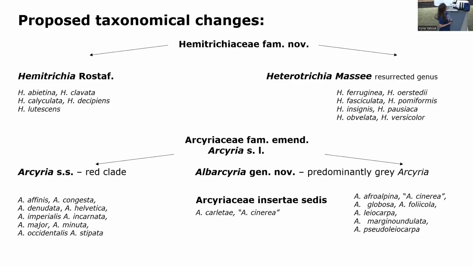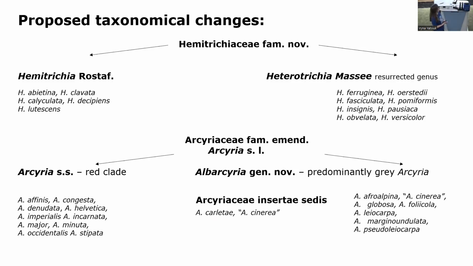But in our understanding, there are 2 families that include Arcyria-like taxa. It's Hemitrichiacea, which contains 2 genera, Hemitrichia and Heterotrichia. We propose to resurrect the genus name Heterotrichia Masse for the Arcyrias with the yellow spores and some others. It's not that easy. We don't have a clear morphological criterion to do that, but that's the reality. The name Heterotrichia Masse was suggested for Heterotrichia gabriella, which is the synonym of Arcyria, so that would be the type species.